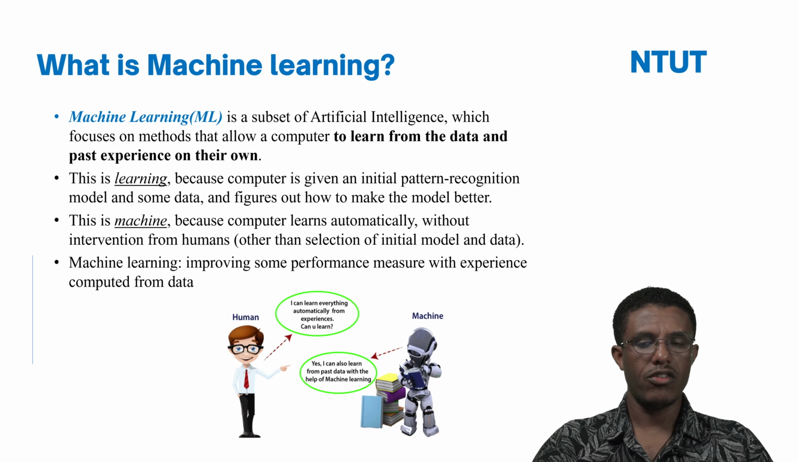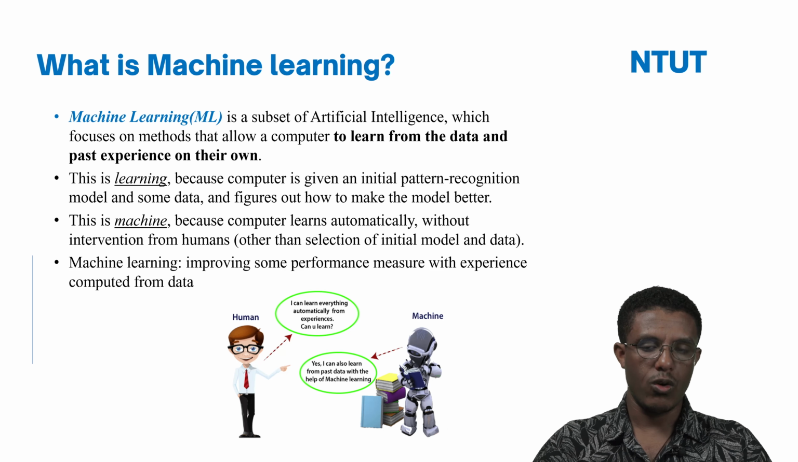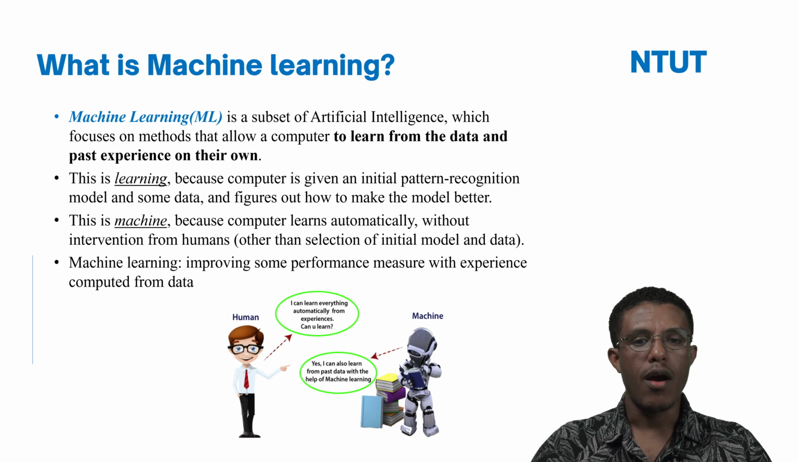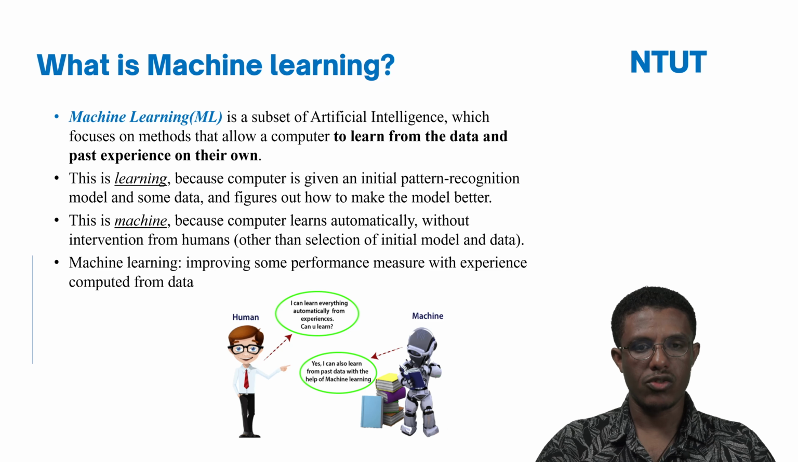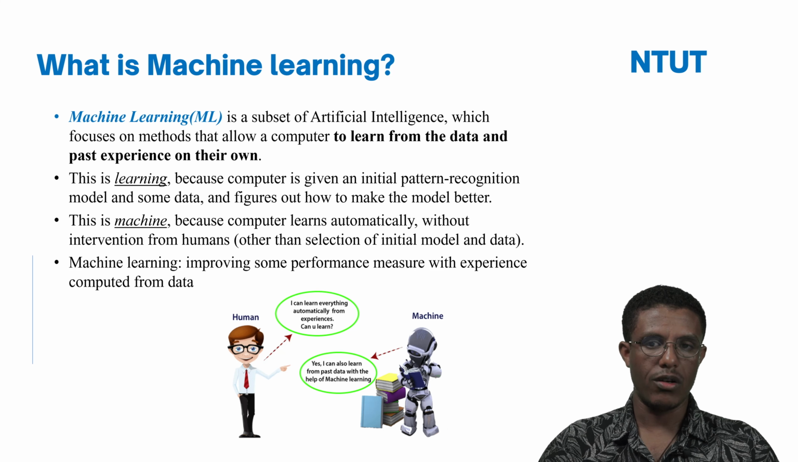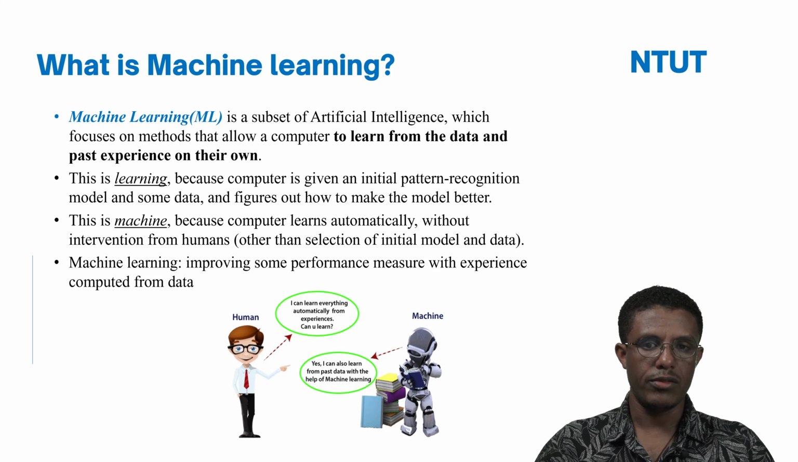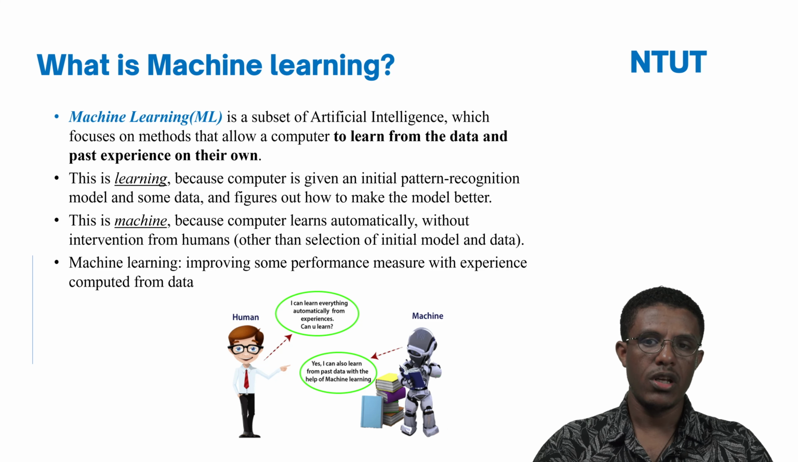So when we say learning, the computer is given an initial pattern recognition model and some data, and figures out how to make the model better. Through learning over a long time, the model becomes better experienced and has better generalization performance.